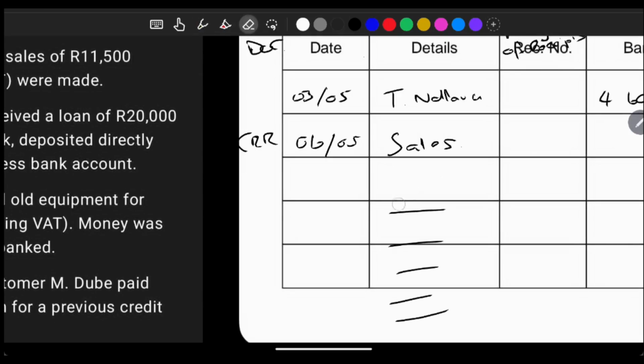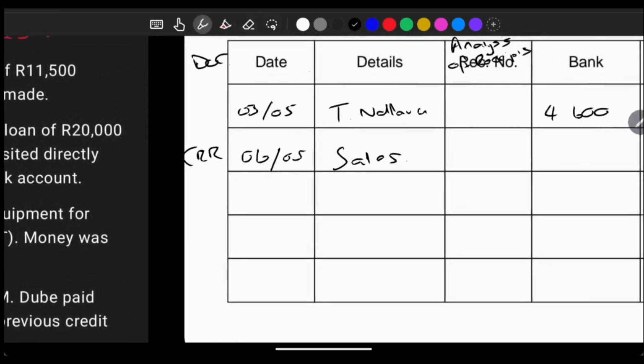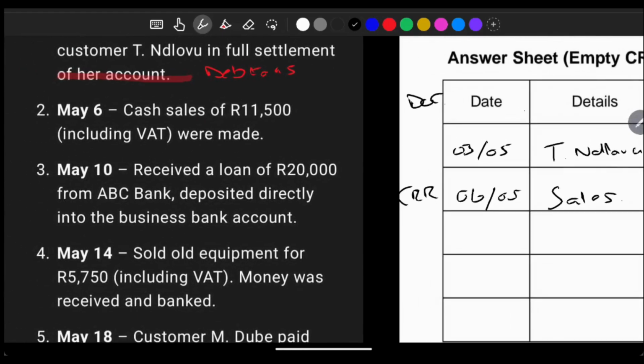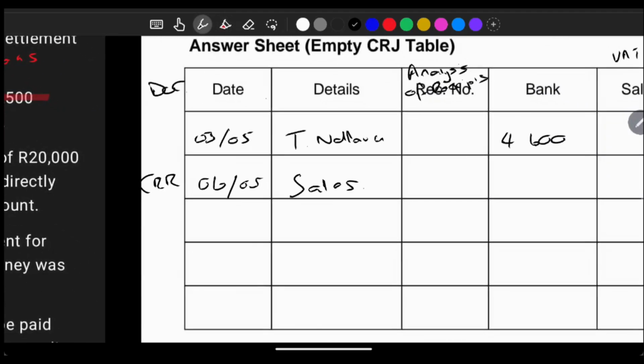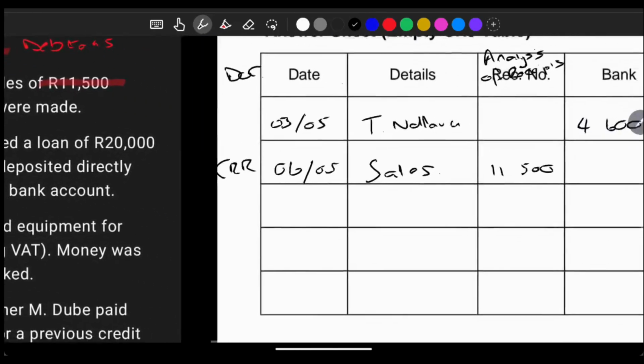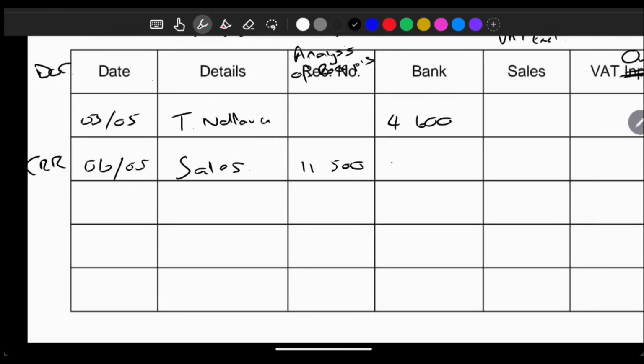But because of technology, the beauty of technology, they don't have to do that. So yeah, this is sales, and because of that till slip that was made to the customer when they bought, we're going to add this 11,500 to our analysis of receipts, right? 11,500, right? And then remember, this is money coming into our bank account, so we're going to have 11,500 here, and then we are going to have sales.